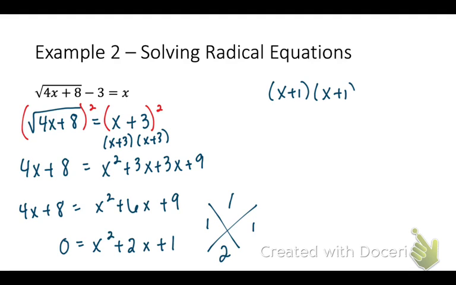Set them equal to 0. In order to solve, we get x equals -1. You don't need to write it twice. Don't put x equals -1, comma -1.